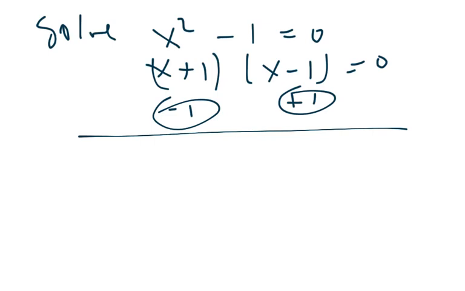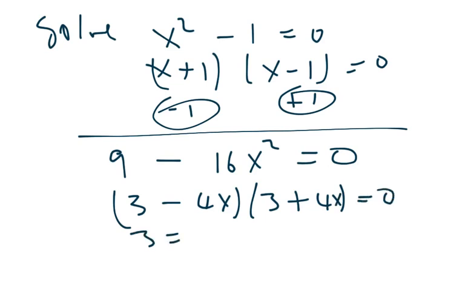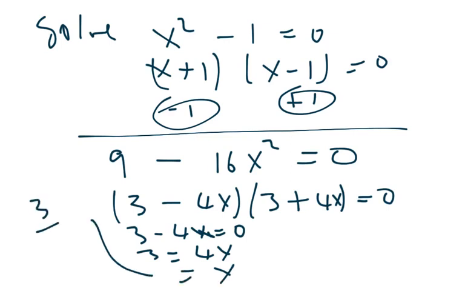All right. And let me see if there's anything else I can think of here. Of course, it can also be this: 9 minus 16x squared equals 0. Solve that. Well, that's equal to 3 minus 4x by 3 plus 4x is equal to 0. I'll just do it step by step, just to make sure. 3 minus 4x is equal to 0. And that means 3 is equal to 4x. And that means that x is equal to 3 divided by 4.